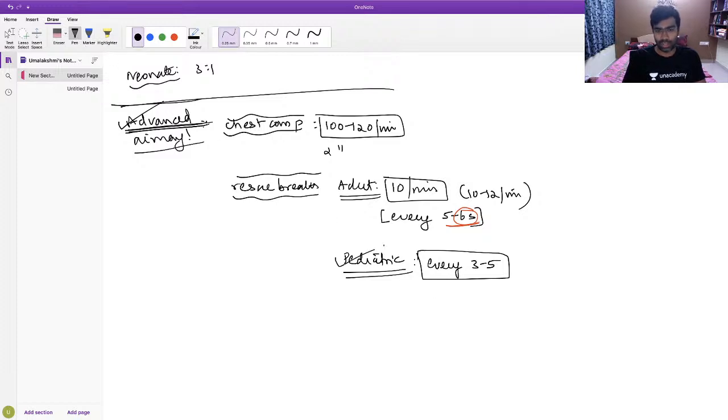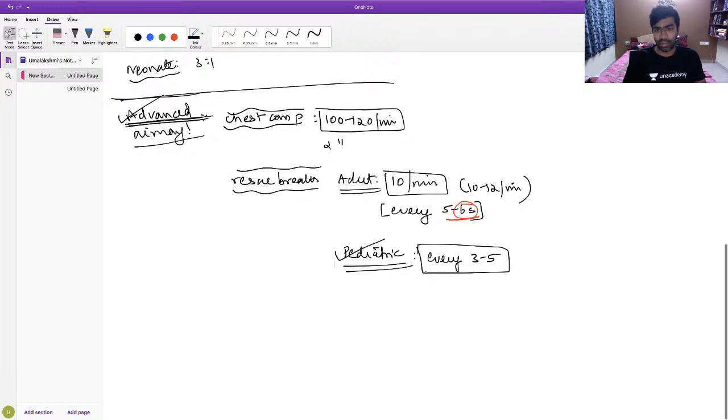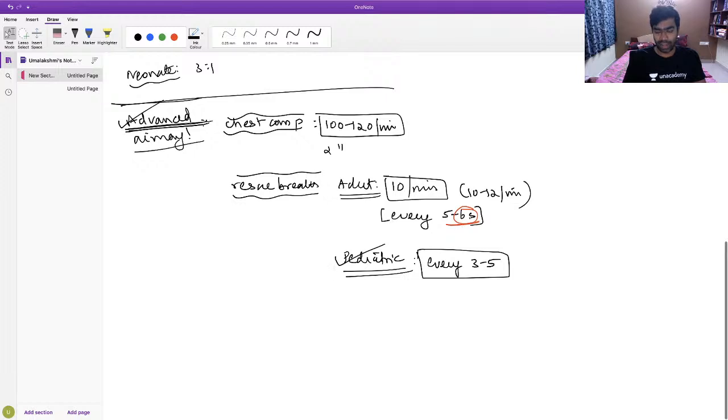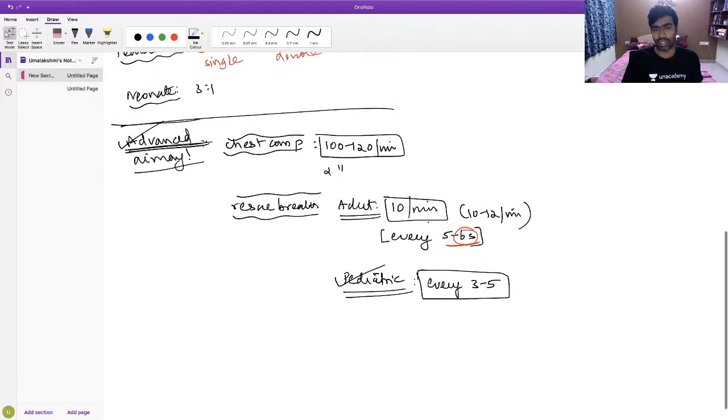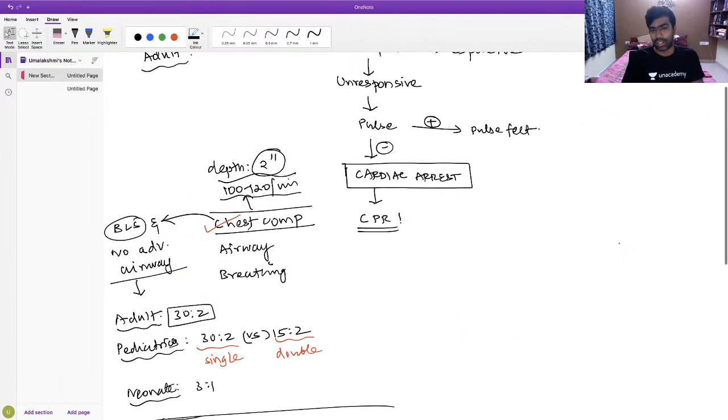There are a substantial number of changes in the pediatric guidelines compared to the adult guidelines, which we'll be discussing subsequently. But in pediatrics, rather than giving every 5 to 6 seconds as in adults, it's been suggested that you give rescue breaths every 3 to 5 seconds. Nevertheless, once you start CPR, you are going to continue with it irrespective of whatever happens. Remember, the most important component of CPR is chest compressions, and chest compressions have to be uninterrupted.